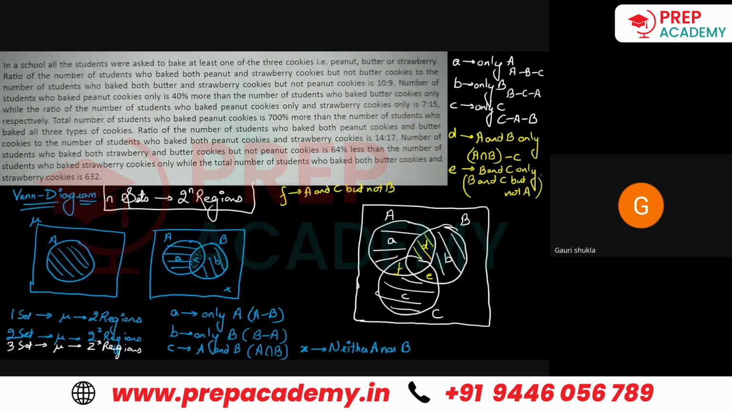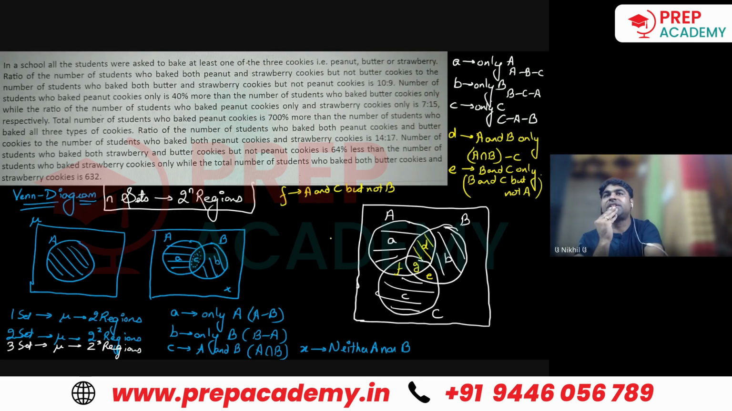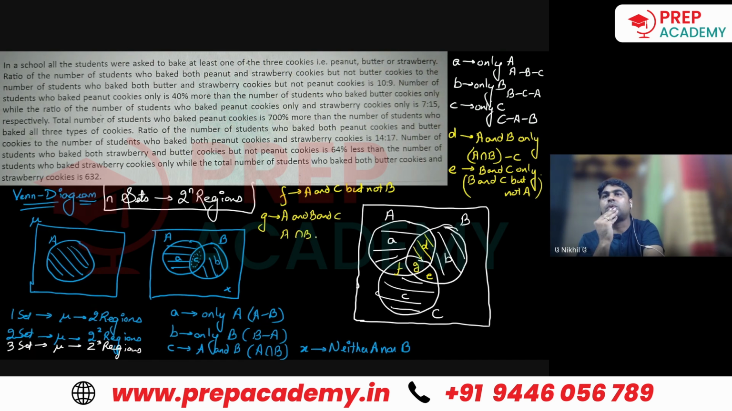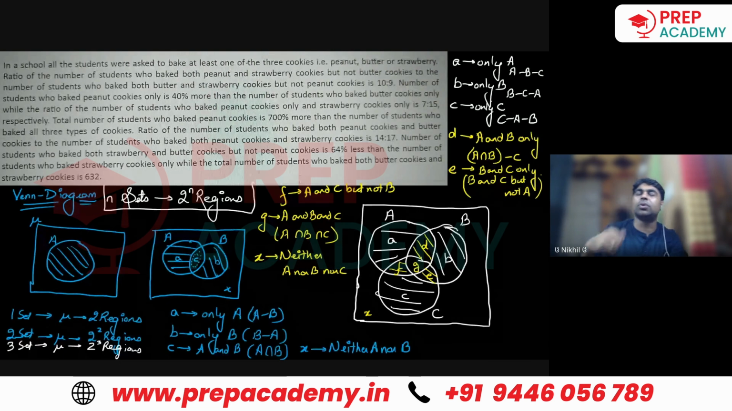Understood? And next would be G region. We should talk about A and B and C. A intersection B intersection C, which is common to all three of them. Similarly, the last portion would be X, which is neither A nor B nor C. So these are the regions we talk about. How many regions are there? 8 regions.